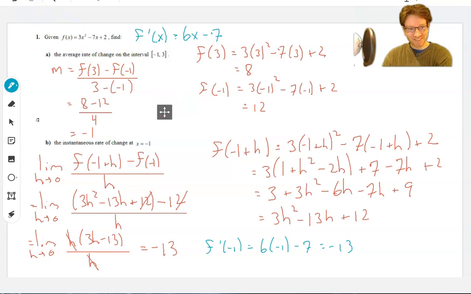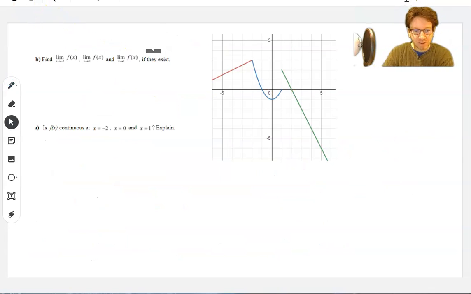Oh, isn't that wonderful? If we're trying to find the limit as x approaches negative 2, so we just observe on the graph. Here's negative 2 right there.